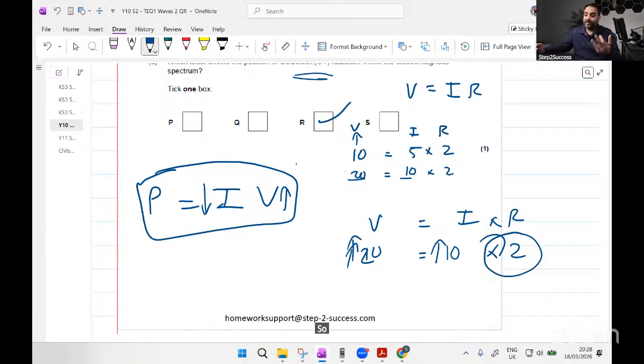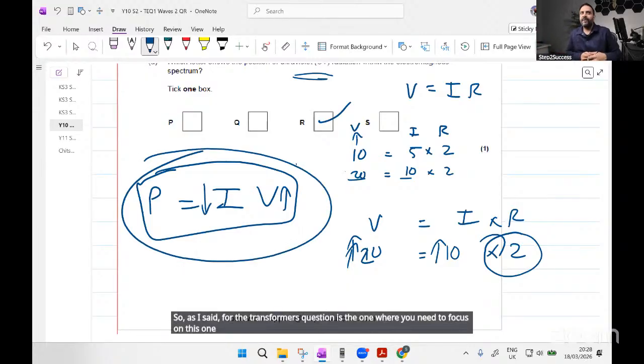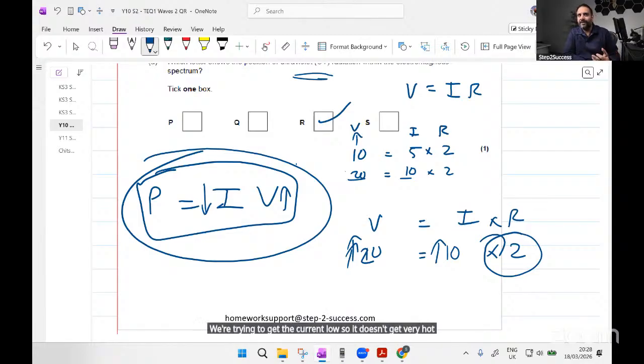So, as I said, for the transformers question, the one you need to focus on is this one here. Because when you have to explain how a step-up transformer works, that's the thing we're looking at. Step-up transformers work because we increase the voltage, which lowers the current. So that's how we have to explain that, because that's what we're trying to do. We're trying to get the current low so it doesn't get very hot in the wires and we don't waste energy.